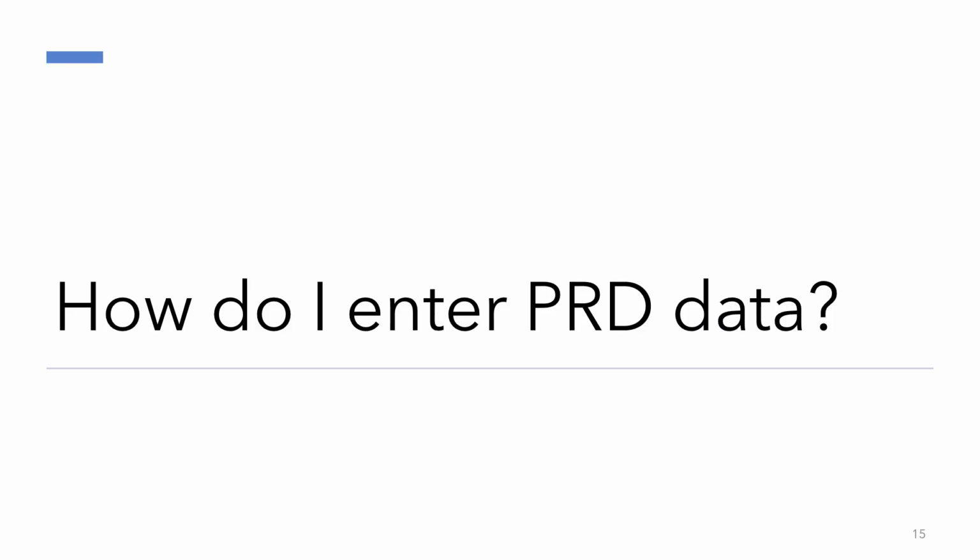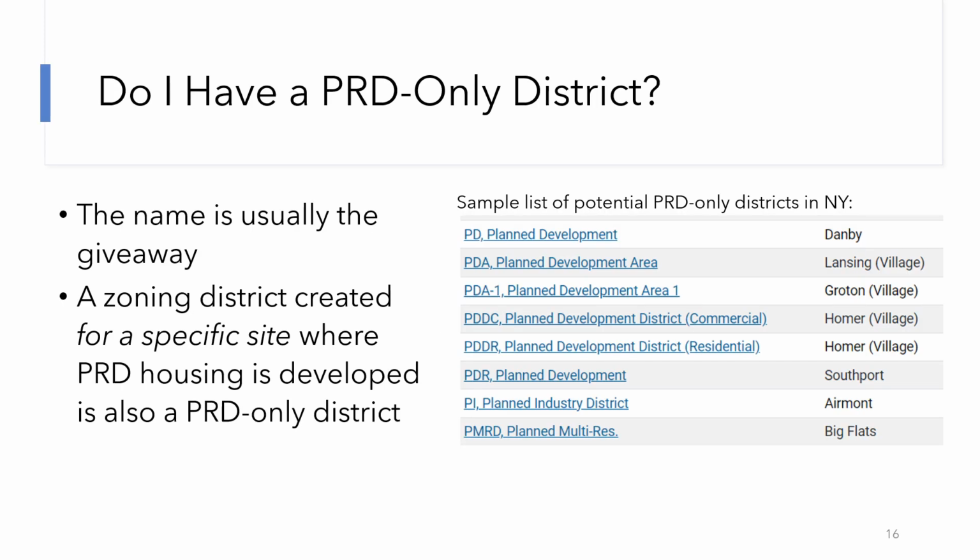So how do you enter this data into our editor? The first step in data entry for PRDs is to identify whether or not you're working with a PRD-only district. A PRD-only district is created for a specific site where a specific master plan development is built and no other type of development is permitted. The name is usually going to be the giveaway. You can see here a list of potential PRD-only districts from New York State. Notice they all have the word planned in the title.